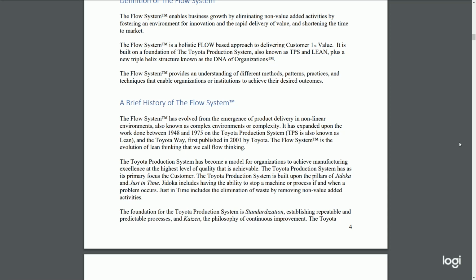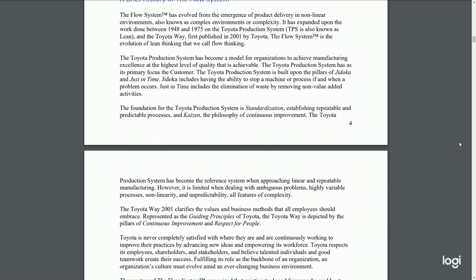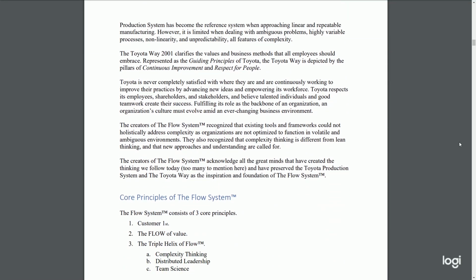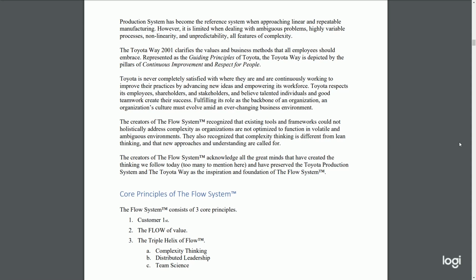Jidoka includes the ability to stop a machine or process if and when a problem occurs. Just-in-time includes the elimination of waste by removing non-value-added activities. The foundation for the Toyota Production System is standardization, establishing repeatable and predictable processes, and Kaizen, the philosophy of continuous improvement. The Toyota Production System has become the reference system when approaching linear and repeatable manufacturing. However, it is limited when dealing with ambiguous problems, highly variable processes, non-linearity, and unpredictability, all features of complexity.